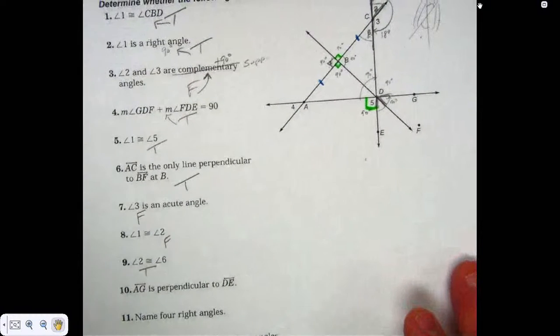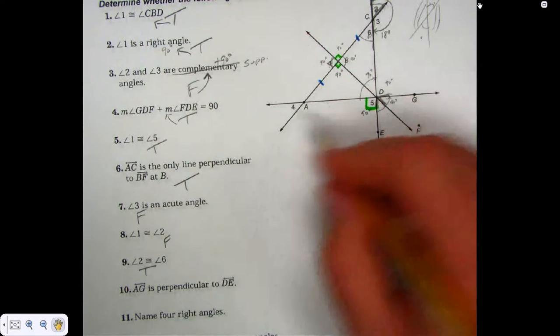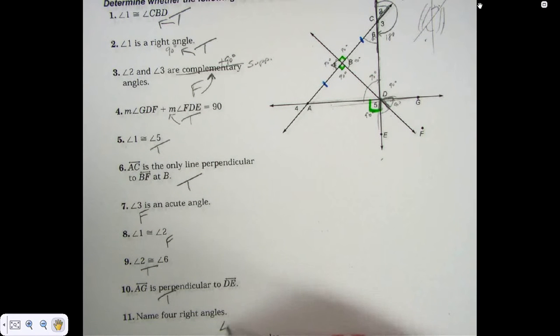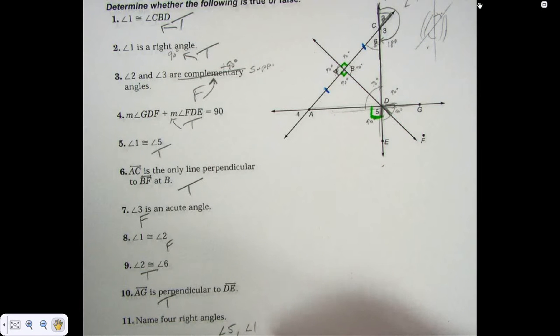AG is perpendicular to DE. A to G is perpendicular to D to E. What do you think? Would these lines be perpendicular? Yeah. Name 4 right angles. Well, angle 5 is 1. What else? Angle 1. And then after that, we got to start naming them, don't we?